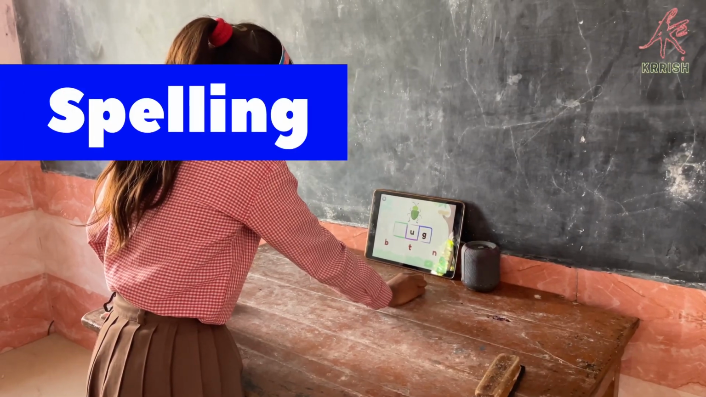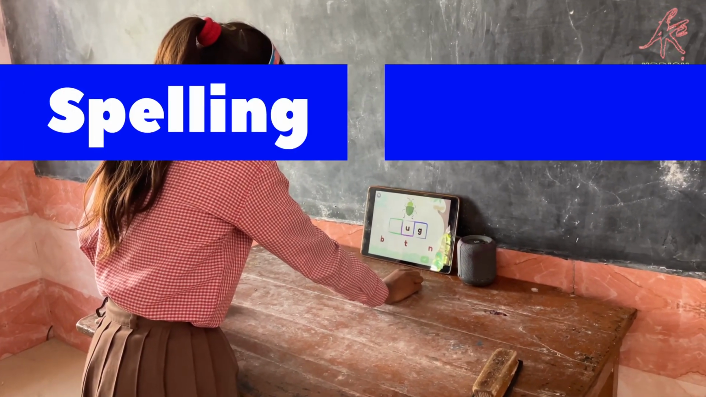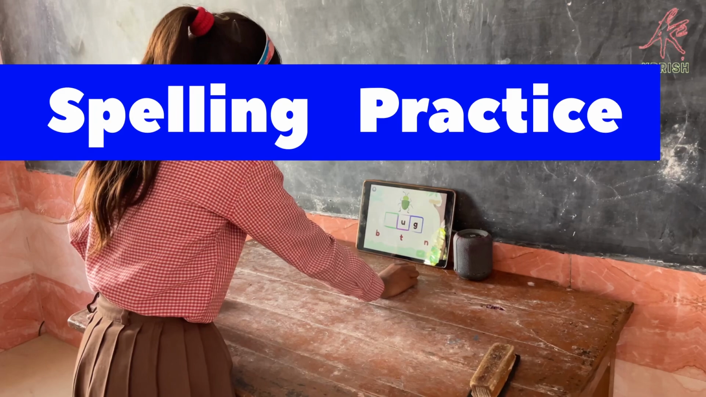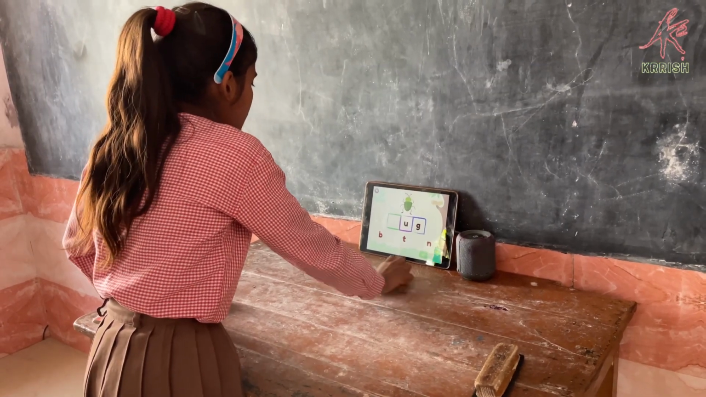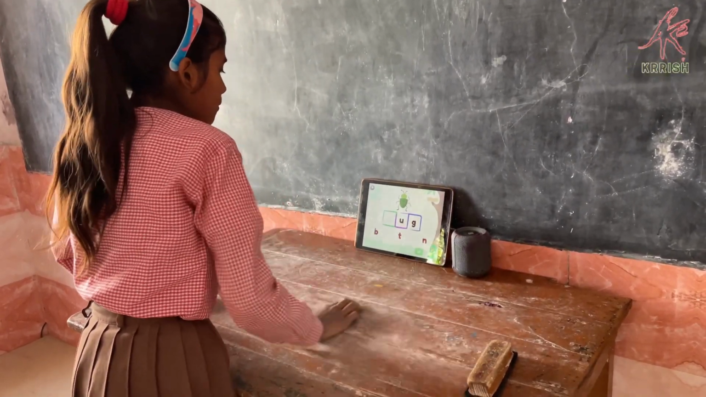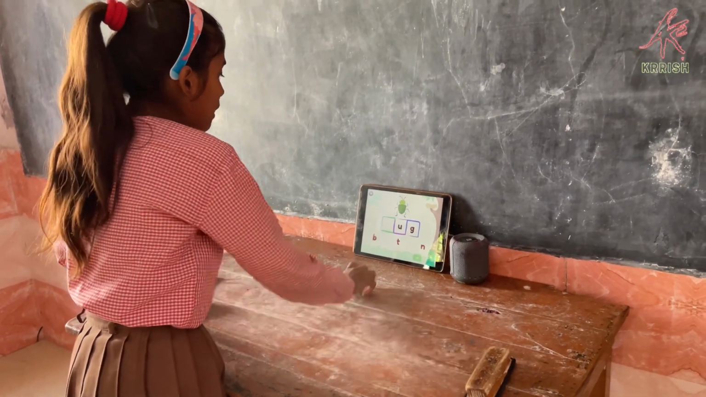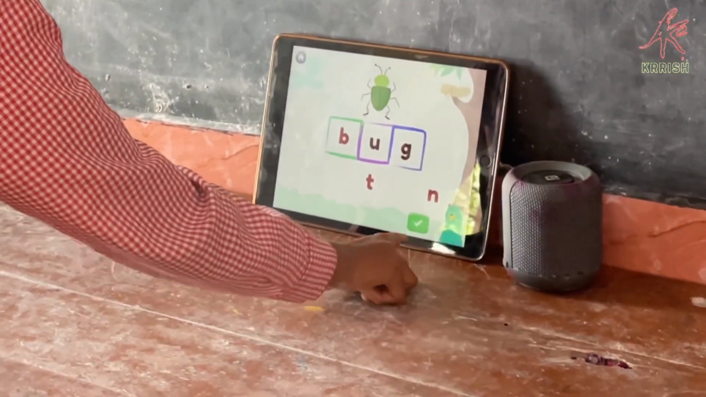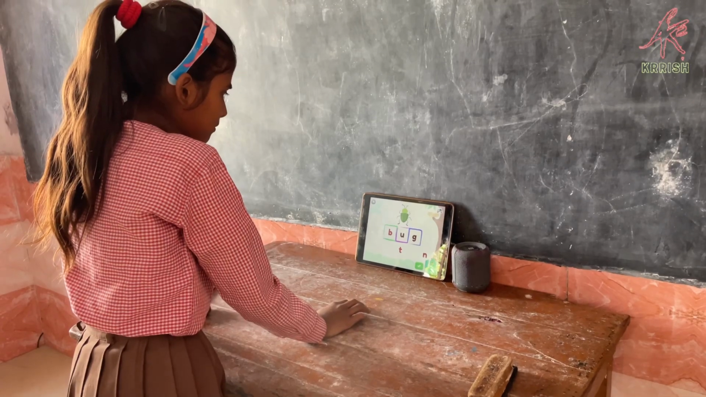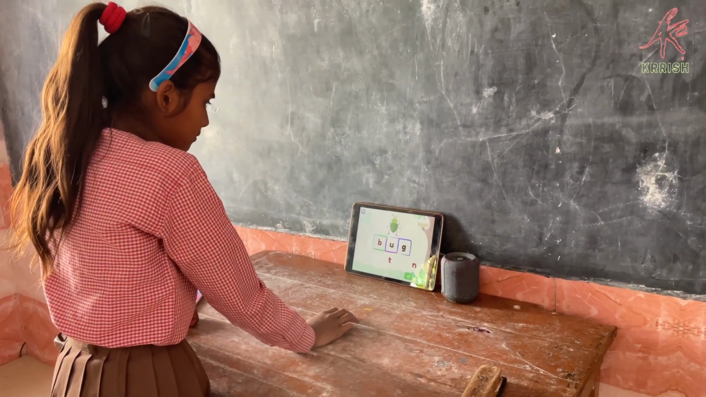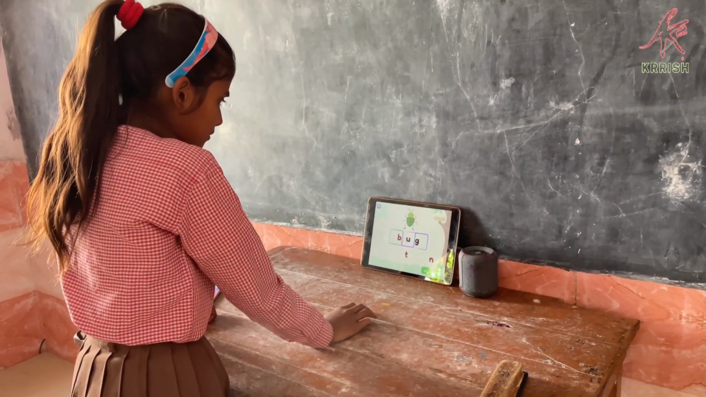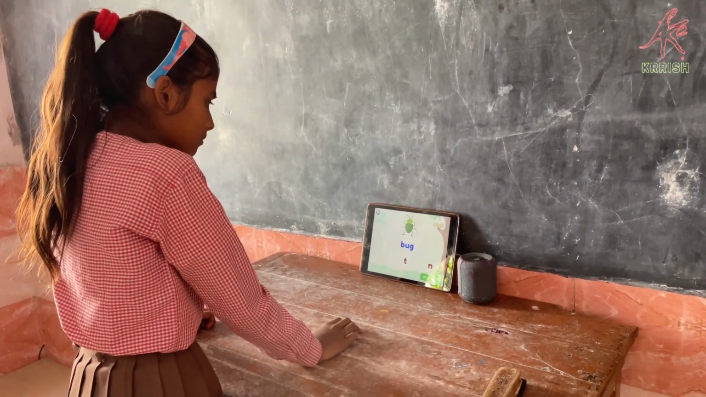This word has three sounds. B, a, g, bug. B. B. Nice work. You spelled b, a, g. That's the word bug.